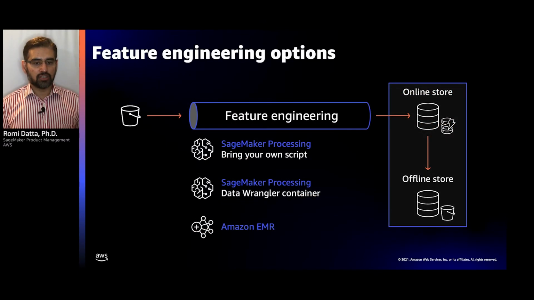For batch ingestion, combined with feature engineering, you could use SageMaker Processing, where you would bring your own script for feature engineering. You could use SageMaker Data Wrangler, the container we provide with SageMaker Data Wrangler, where you basically can use any of the predefined transformation capabilities of SageMaker Data Wrangler, or you could use a tool like Amazon EMR.